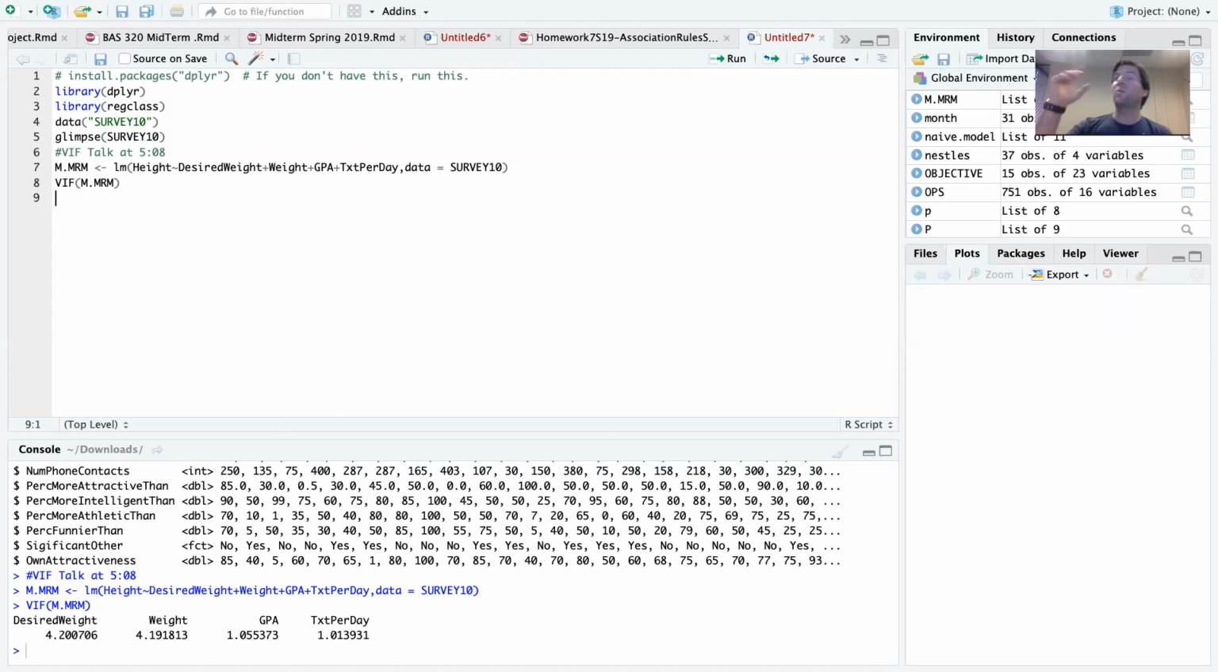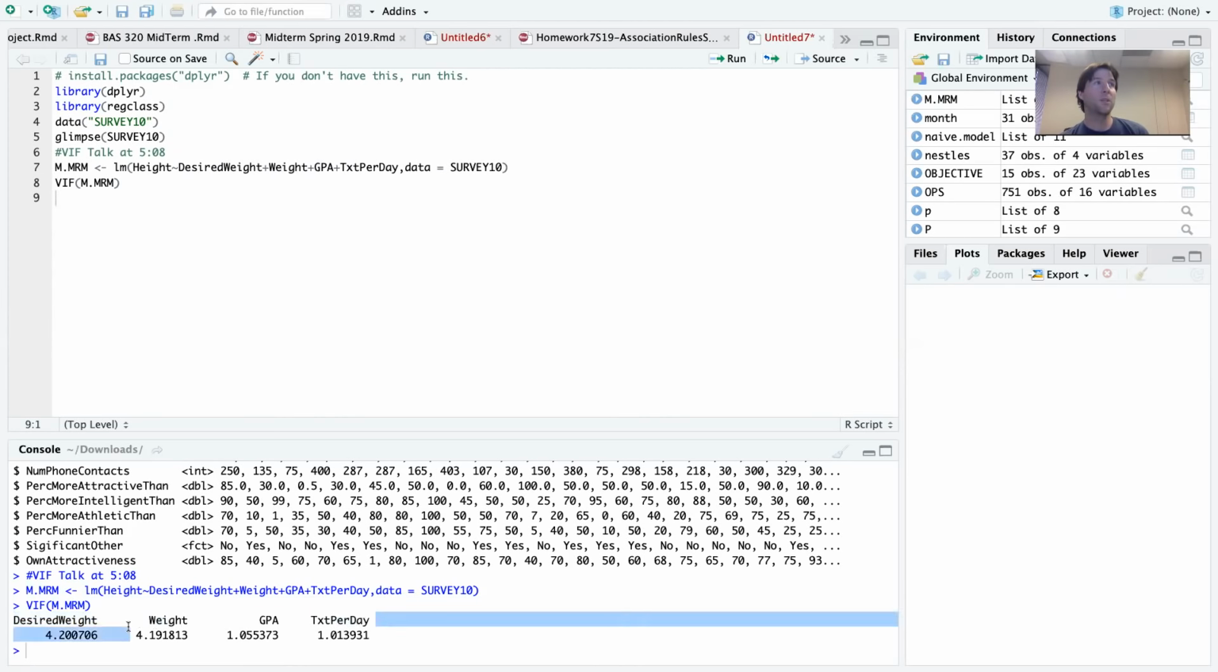But they're redundant. Preston, that is exactly right there. Preston, 50 points. That's perfectly what I want to hear, is that they contain redundant information. And the multicollinearity would be due to the way desired weight is explained by weight, GPA, and text per day.